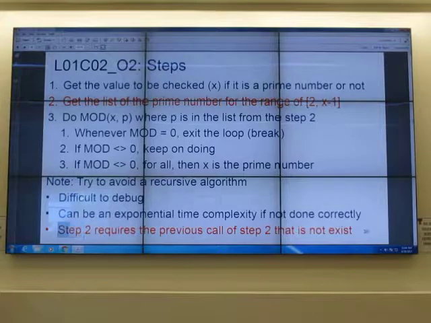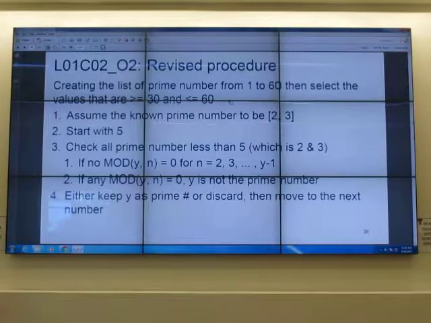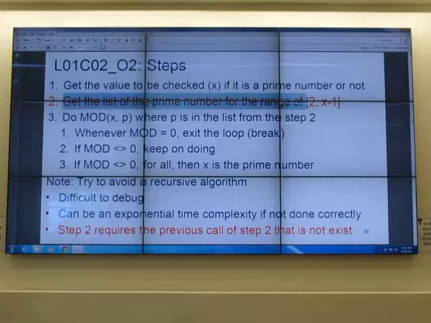Okay, look at this. Step 2 requires the previous call of step 2, which does not exist. If you want to do step 2, look, get the list of the prime numbers for the range of 2 to x minus 1. I asked the computer to find the prime numbers, but in order to find the prime numbers, we need to know the prime numbers already, right? So it's like moving in a circle. You want the answer, but you need to know the answer first before you can get the answer. Okay, so we have to start from somewhere. Okay, let's click start.